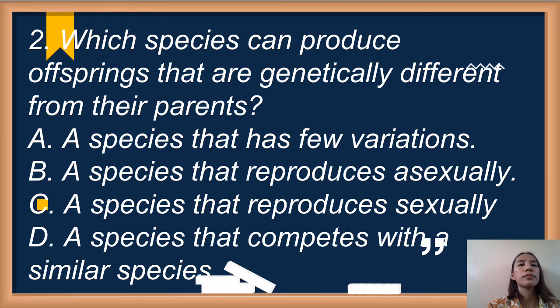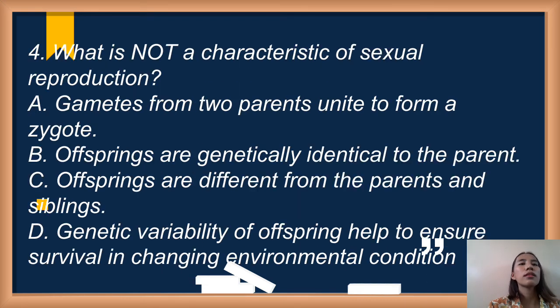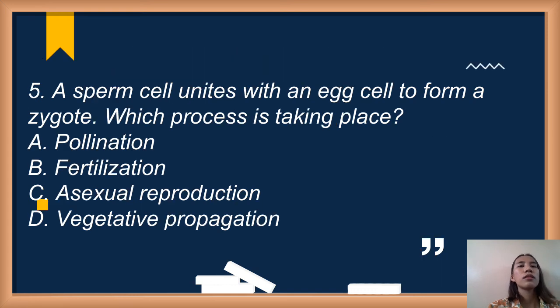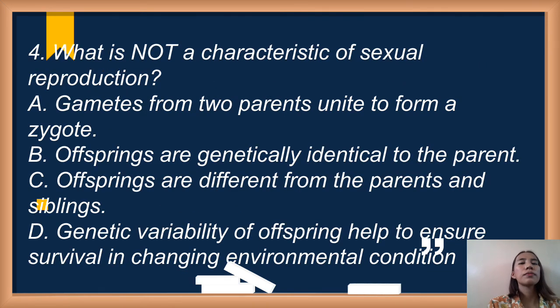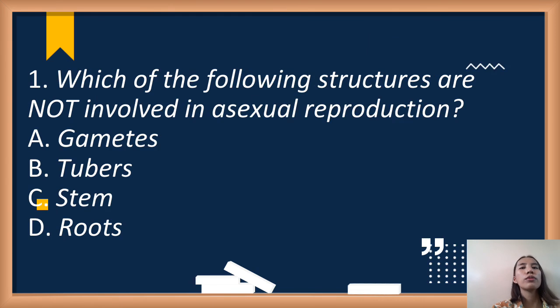Okay. Are you done, class? Okay, let's check. What is the answer of number 1? A. Gametes. B. Tubers. C. Stem. D. Roots. What is the structure not involved in asexual reproduction? It is gametes. Very good.